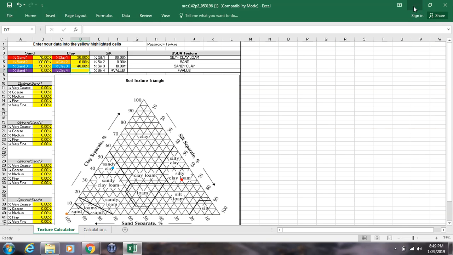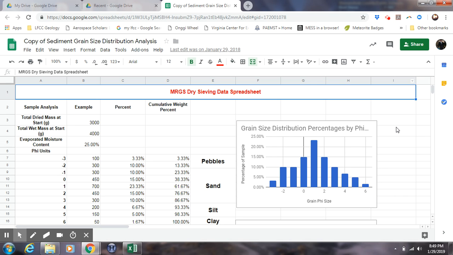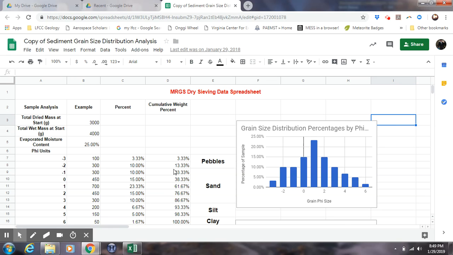Now, that's that spreadsheet. The other spreadsheet was this one. And this is one that I created that I used to give to students because all they had to do was put their data in. Here's your total mass, and then your different phi sizes and so forth. Then it converts it automatically to a percent. Then it automatically does the cumulative weight percent. If you see what's going on here, 100 out of 3,000 grams is 3.33% of the entire sample, at -3 phi in this example situation.